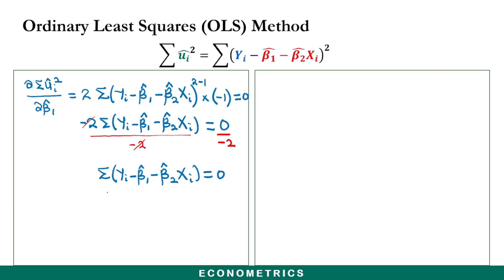Now at this point, I would like to distribute the sigma notation throughout all the terms in the bracket. So I will just go ahead and say sigma yi minus. Now, it is very important that this beta 1 hat is a constant. When you estimate it, you get a single value. So this is not a variable.